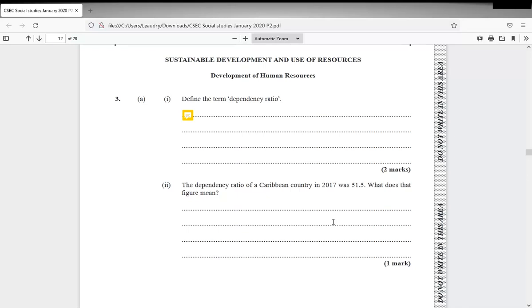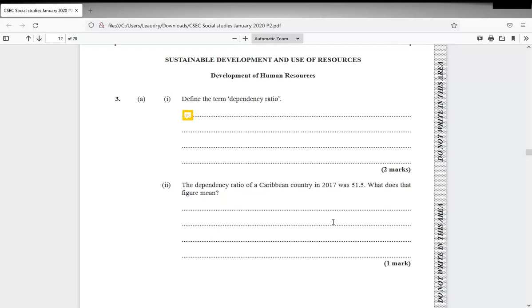So we know the dependency ratio is a ratio of the number of people in the economically dependent age group. And when we say economically dependent, it means that they are not of working age, so between the ages of 0 to 14 years and 65 years and older, to the number of people who are actively working or of the labor force. So that's dependency ratio.